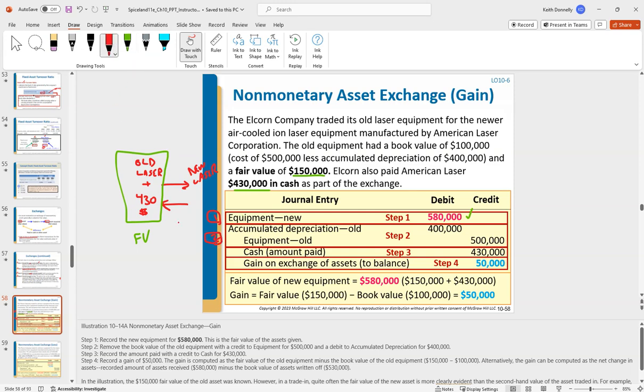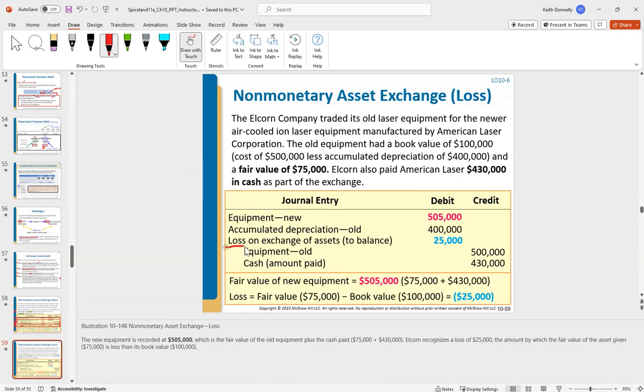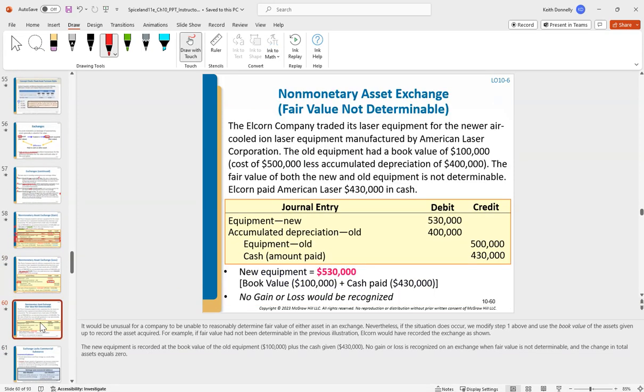Step 2, we have to get the old laser off the books, so we're going to hit accumulated depreciation and equipment. Step 3, we deal with the cash. We're giving them some cash as well, so credit cash. Step 4, we're going to have a gain in this case; you plug it. It could be a loss. If we look at the second example, they change the fair value and it ends up being a loss. But as a general rule, it's a 4-step process when we make an exchange.